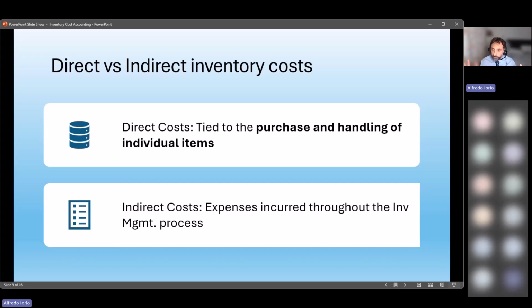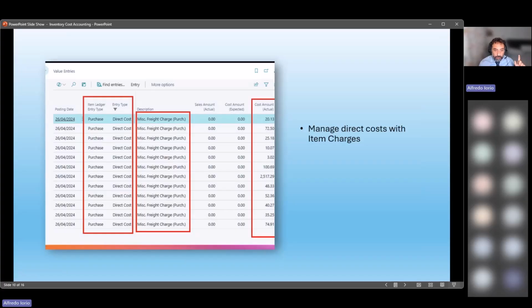throughout, I don't know, maybe a month or a few weeks that you just want to spread across the item. In Business Central, we manage that through two specific different features. Direct costs are managed through item charges. And here you can see the value entry, the ledger, the register that stores the valuation, or the amount related to inventory transactions that we need to post to the general ledger.